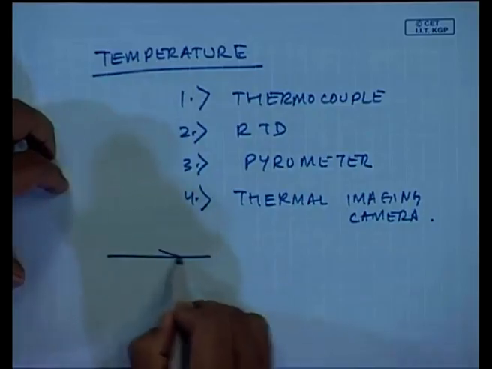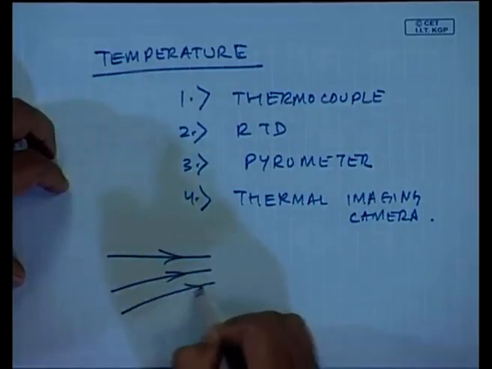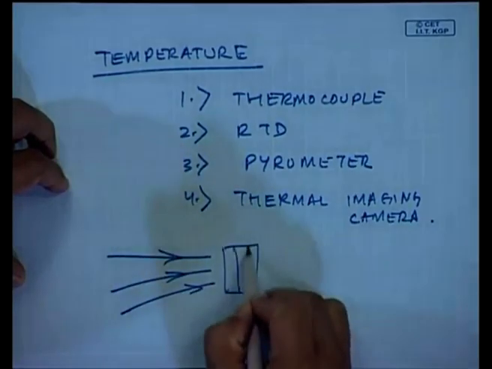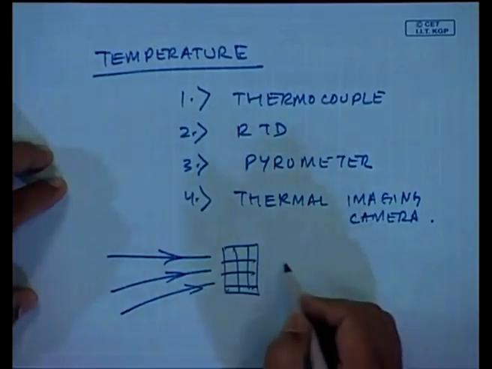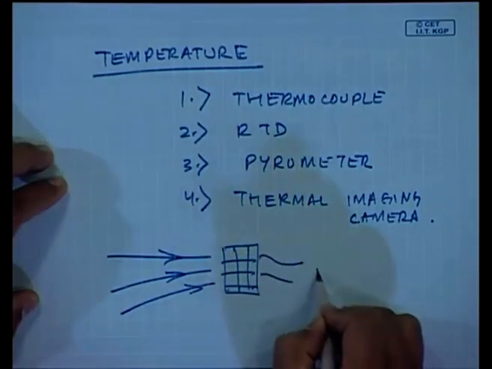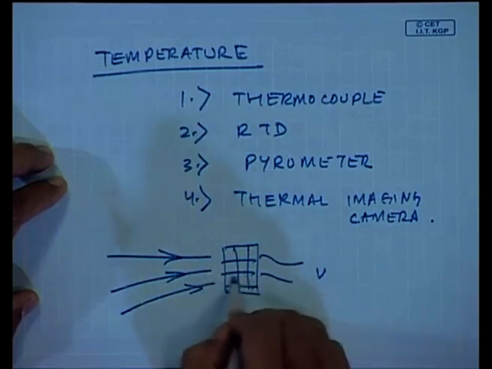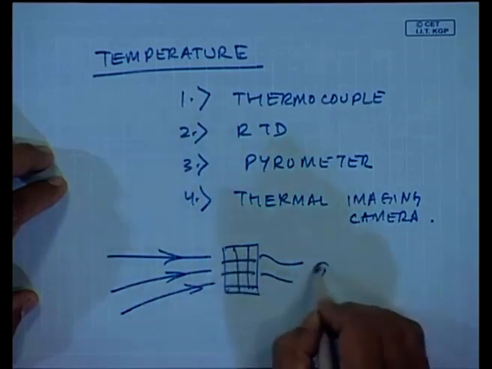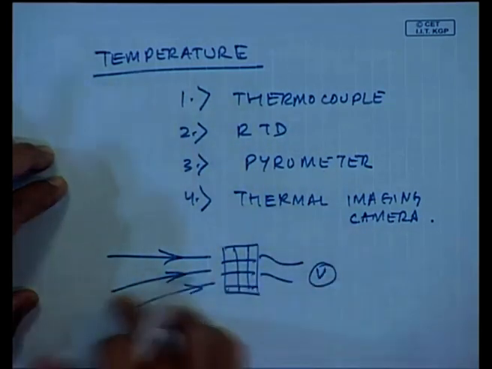beam into such cells, and then they will give a voltage corresponding to the intensity and the color, we can get an indication of the temperature of the target.